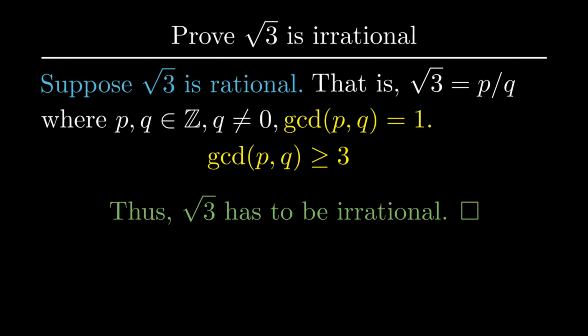And that's it. Root 3 then must be irrational. This isn't the most satisfying proof. However, it illustrates the idea of using contradiction and contrapositive to prove a statement when there isn't much structure to work with.